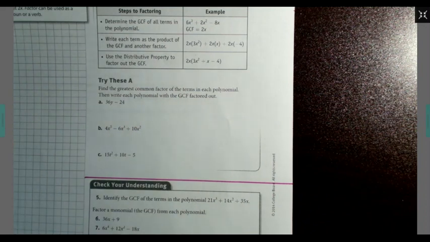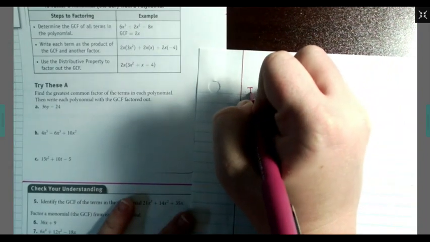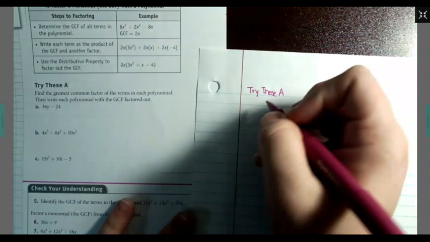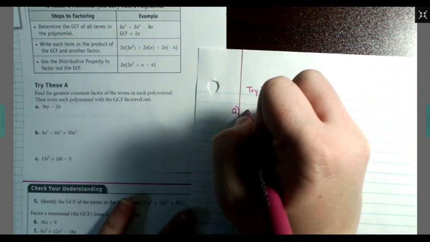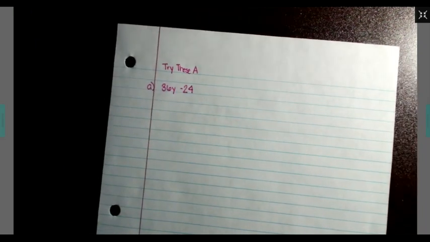Find the greatest common factor of the terms in each polynomial, then write out each polynomial with the GCF factored out. I'm going to write these on a separate piece of paper. So we have, try these A. Letter A. 36y minus 24. I'm going to do this very similar to the way that I set up number 4.